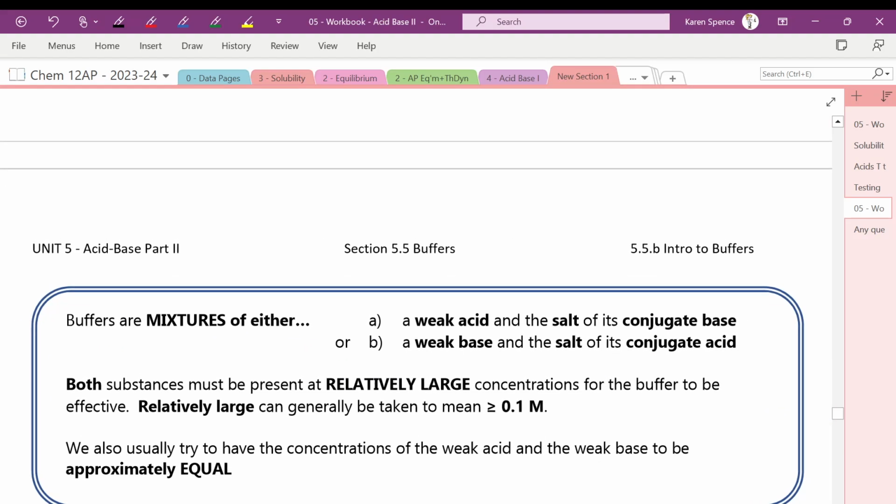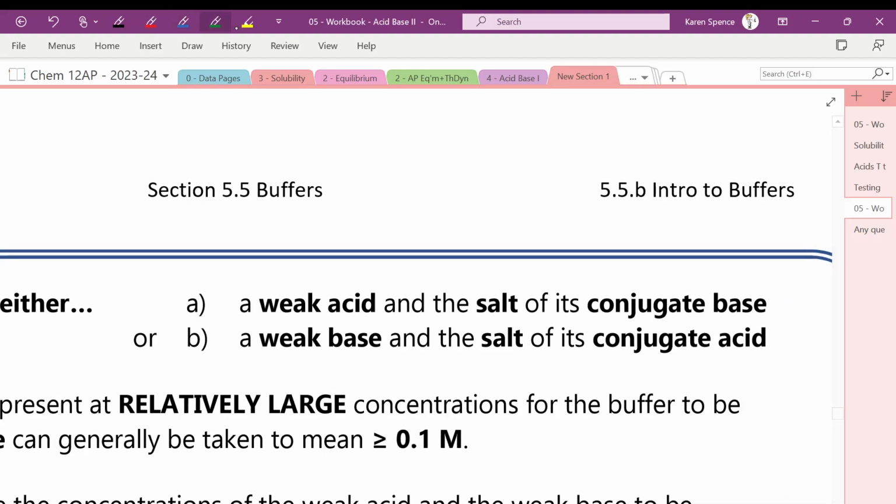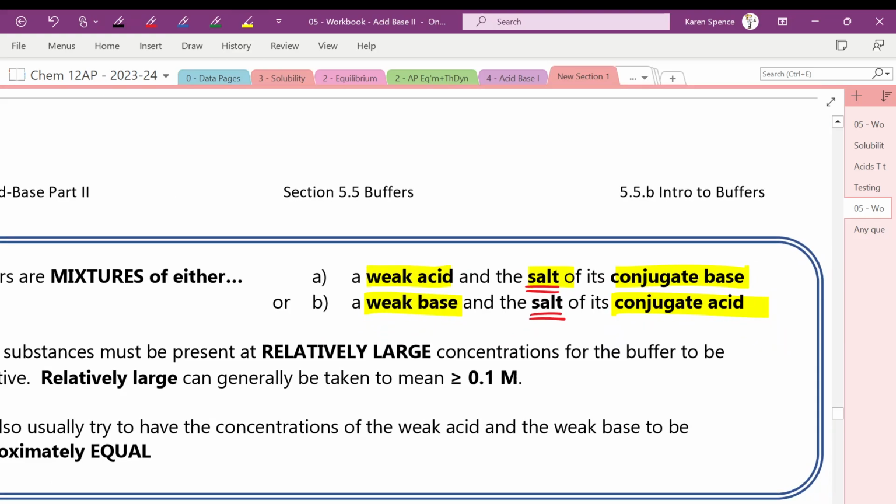So buffers are either mixtures of a weak acid plus the salt of the conjugate base. So that's why we have to have the salt, the NaCH3COO. Or you can have a weak base and the salt of its conjugate acid. And they have to be in relatively large concentrations. Oh, look, I did go for it. I said relatively large should be greater than or equal to 0.1 molar. I put down a number. I'm not sure if that's correct or not, to be honest, but just go with it.